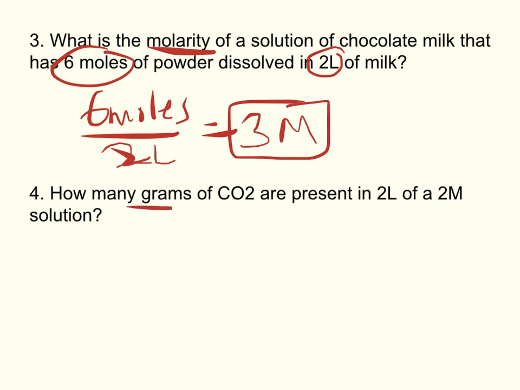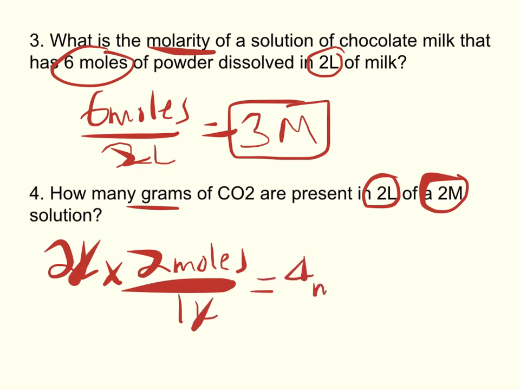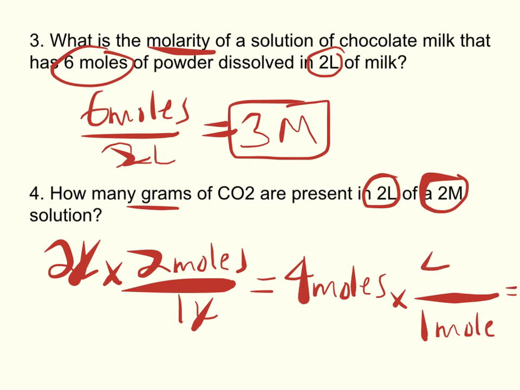Number 4 asks how many grams of CO2 are present in 2 liters of a 2 molar solution. So I'm going to do volume times concentration, rewriting molarity as moles over 1 liter. These cancel. This gives me 4 moles. Well, then I got to convert to grams, so I have to multiply this by the molar mass of CO2, which is 44 grams. So the final answer here would be 4 times 44, which gives you a final answer of 176 grams.